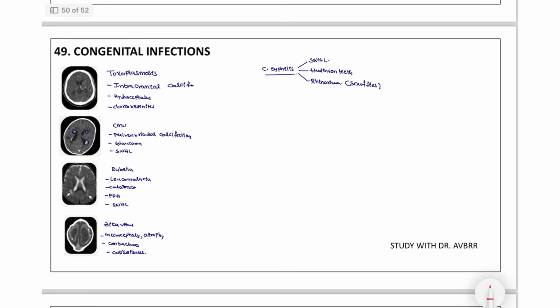Next condition, congenital infections. Congenital infections include toxoplasmosis, which is going to show intracranial calcification, hydrocephalus, chorioretinitis. CMV is going to show periventricular calcifications, glaucoma, and also hearing loss is seen. Rubella is the most severe one, which will consist of leukomalacia and cataracts, PDA, and SNHL. Zika virus: microcephaly, atrophy, contractures, and CNS seizures. Congenital syphilis is going to cause late hearing loss, Hutchinson teeth, and rhinorrhea.